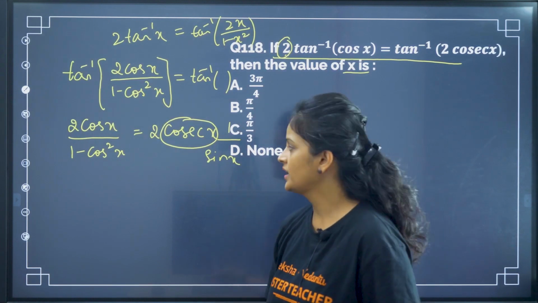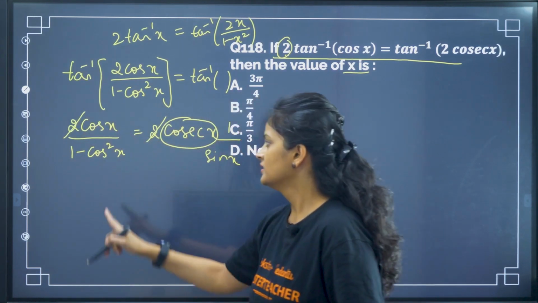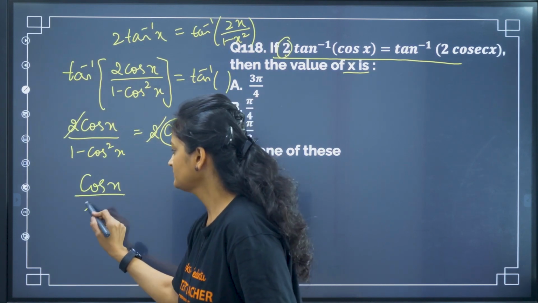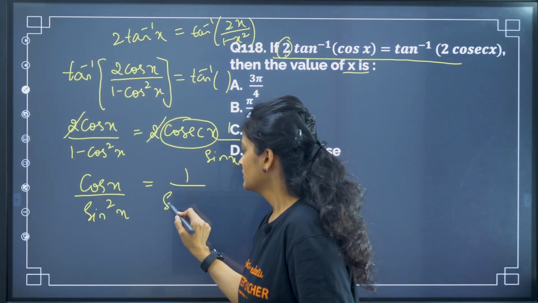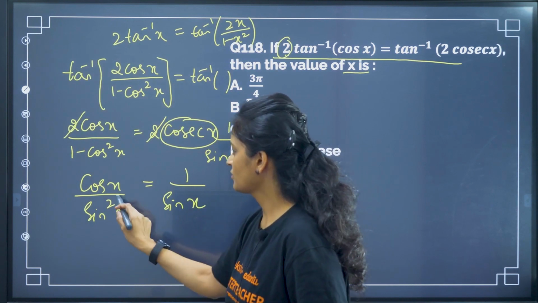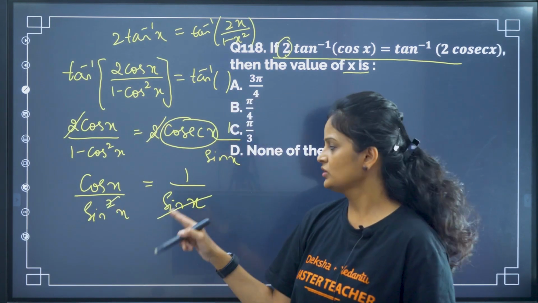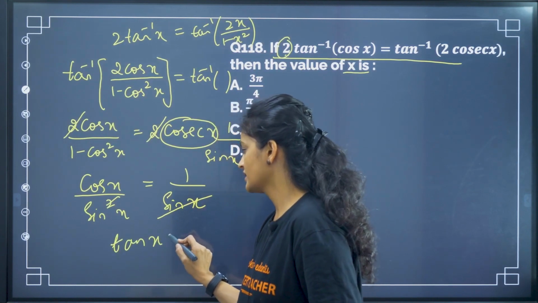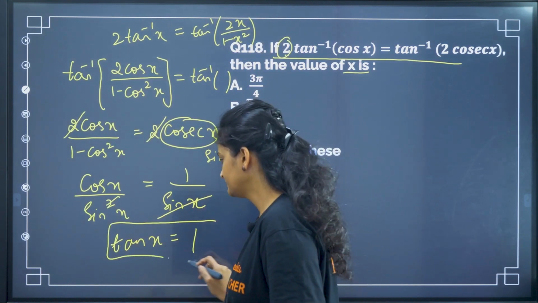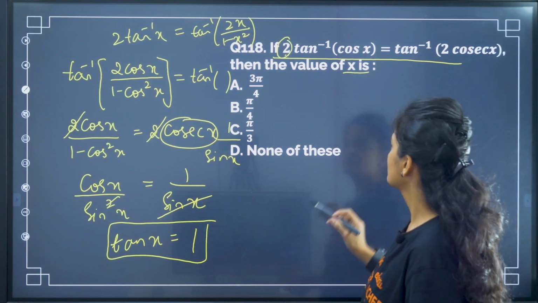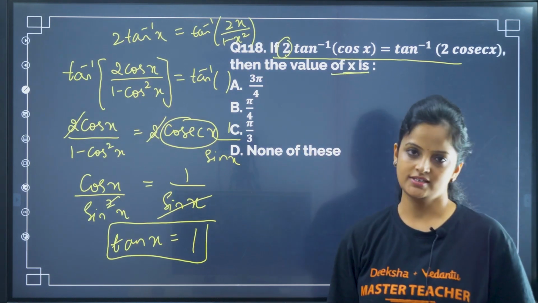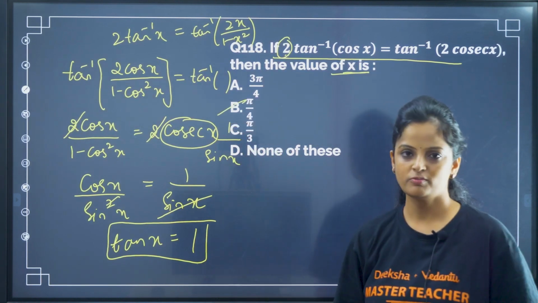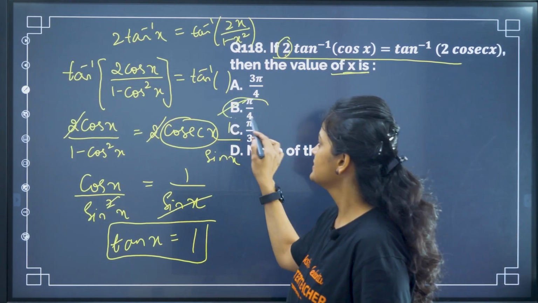Okay, simplify. 2 is gone. This is sin square. On the other side I have 1 by sin. Cross multiplying, I can bring it as tan x is equal to 1. Finally, okay, if tan x is 1, what will be the value of x? Yes, 45. Where is 45? Option B, pi by 4 is our answer.